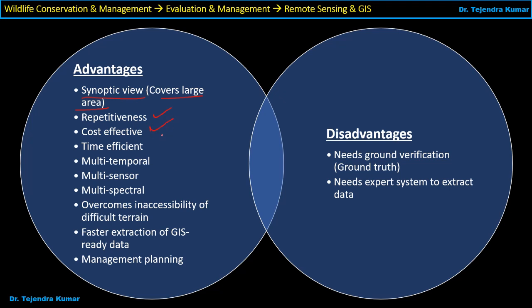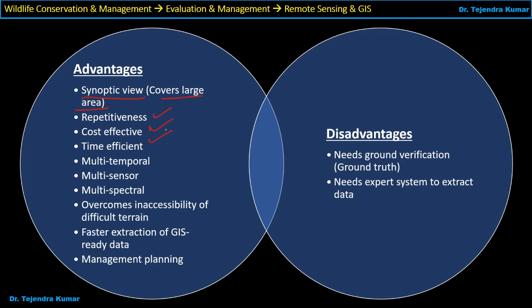Cost effective: initially it is cost ineffective. Sorry, we can say that it is very costly, but later on it is cost effective, because in the initial stage we have to set up all these things: satellites, sensors, and receivers, ground stations, and many more things. So it takes too much cost, but after one-time investment, now it is very cost effective. Okay, and it will run for many years, and it gives the data continuously.